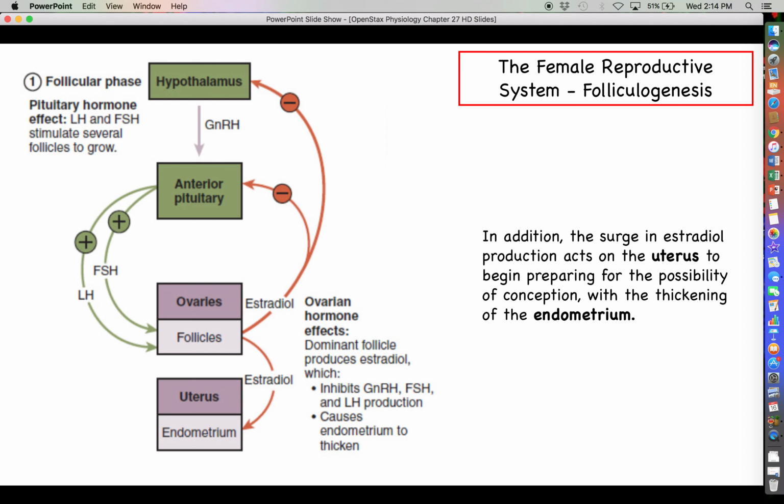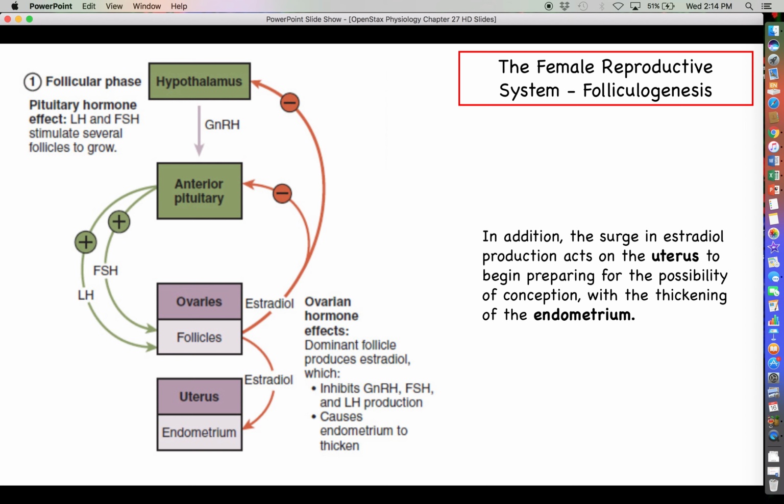Okay, so if we look one more time at the folliculogenesis phase here, we see that surge of GnRH and LH and FSH, which stimulates the production of estradiol in the ovaries, which helps to ensure that we only get that one dominant follicle forming. But in addition to that, the surge in estradiol actually will also target the uterus and begin preparing it for the possibility that we're going to be dealing with a pregnancy.